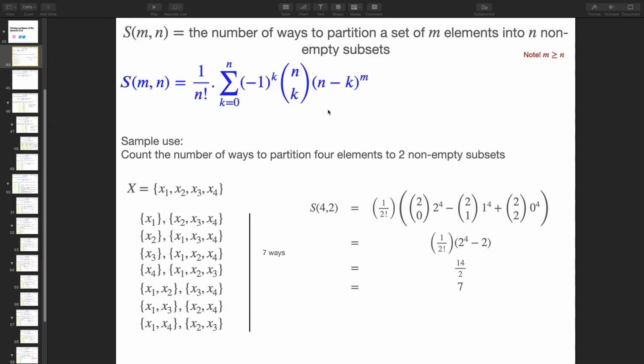So, bago natin i-discuss paano nakuha itong formula na to, tingnan muna natin yung sample use nitong Stirling numbers of the second kind. So, suppose we are to count the number of ways to partition 4 elements into 2 non-empty subsets. So, you can imagine meron kang isang set tapos meron siyang 4 na elements. So, one way to partition these elements to 2 non-empty subsets will be ito. Bali, sa isang subset, andun si x sub 1. Tapos, dun sa natirang subset, andun na lahat ng ibang elements.